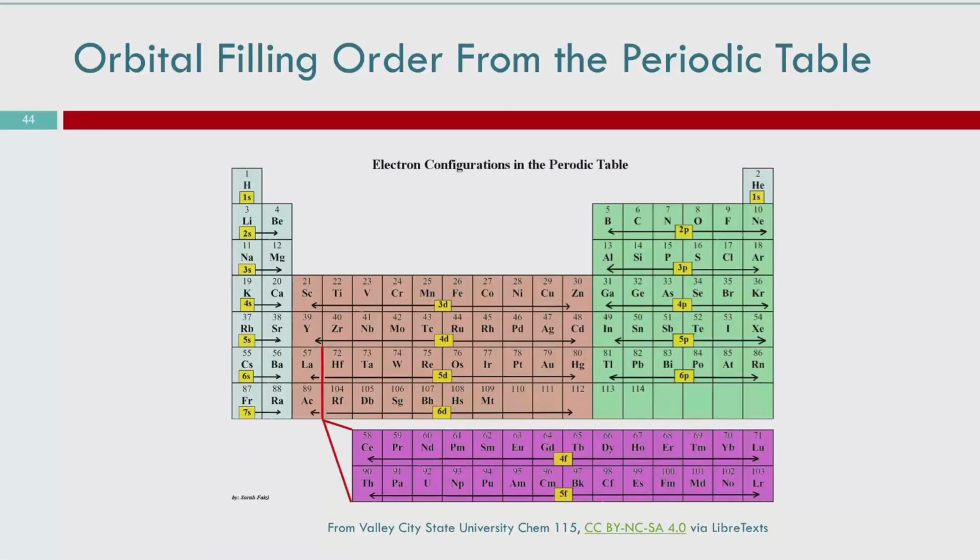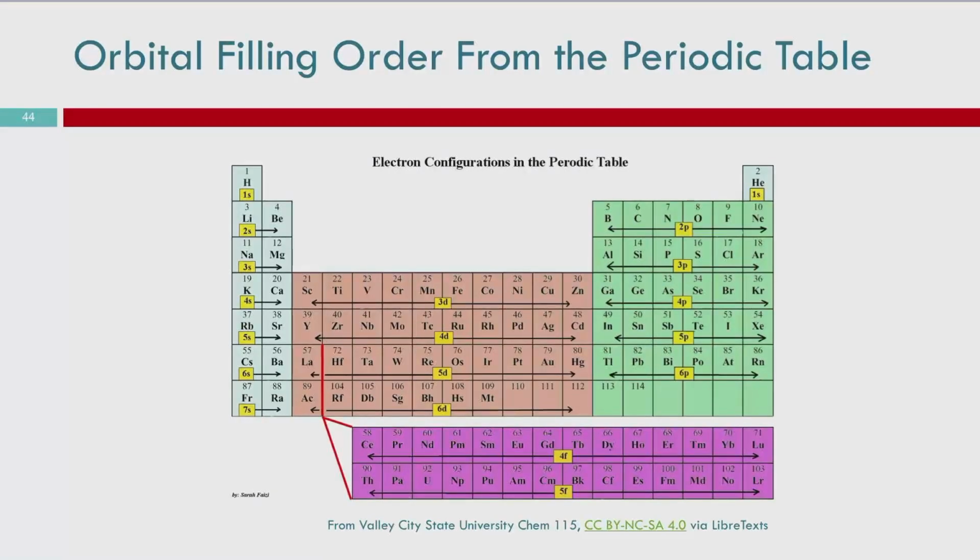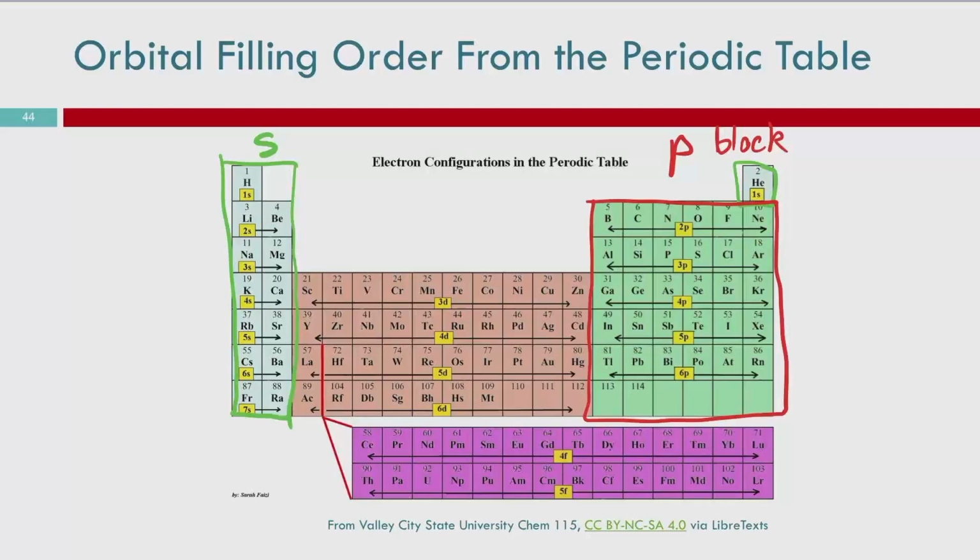So to be able to fill in orbitals from the periodic table, we need to learn some regions. Our zones are the S block, which is our alkali and alkaline earth metals. It also includes helium. We've got our P block, which is everything that's in green over here. So from boron over to neon and everything below them, that's all the P block.